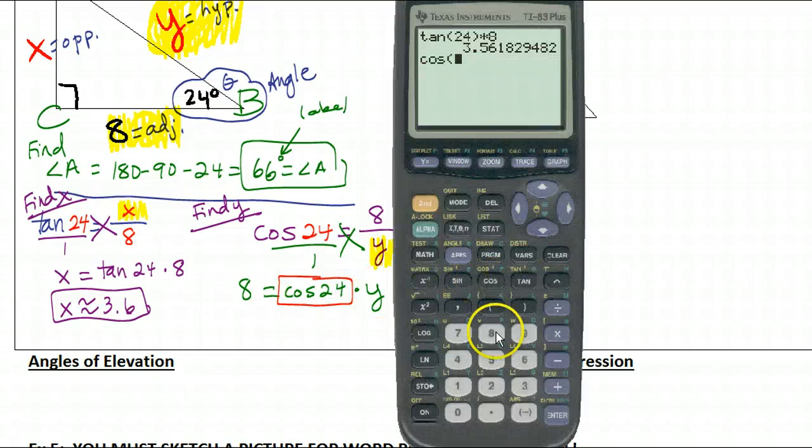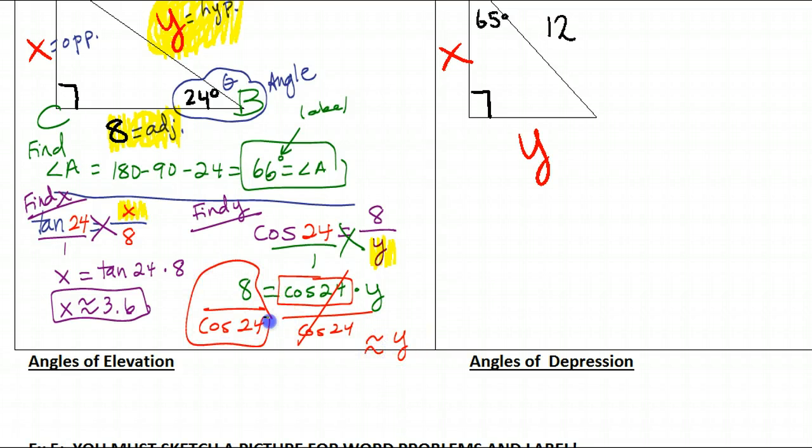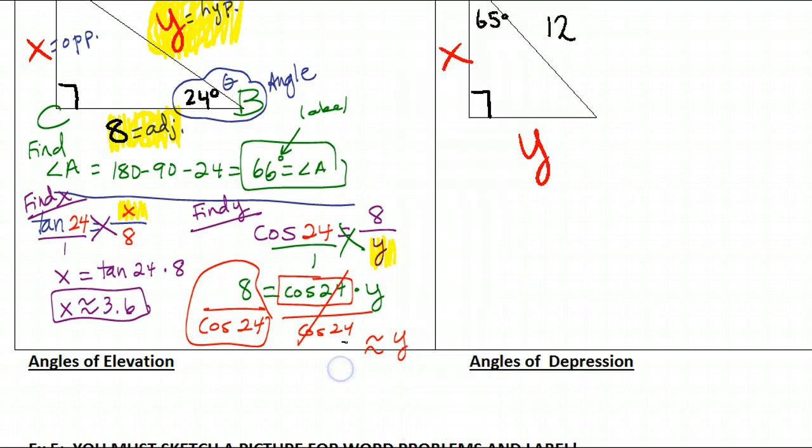Cosine of 24 is actually the number 0.91 something something something. So I've got that times y, and now to get rid of a number times our variable, you divide it off. So in order to get rid of that, I just need to divide both sides by cosine of 24. Which is not bad, because that means this is what I type into my calculator to get my answer. So 8 divided by cosine of 24 to get my answer this time, and I end up with 8.8.